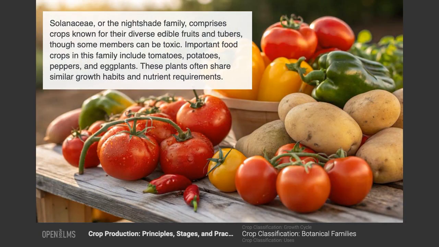Solanaceae, or the nightshade family, comprises crops known for their diverse edible fruits and tubers, though some members can be toxic. Important food crops in this family include tomatoes, potatoes, peppers, and eggplants. These plants often share similar growth habits and nutrient requirements.